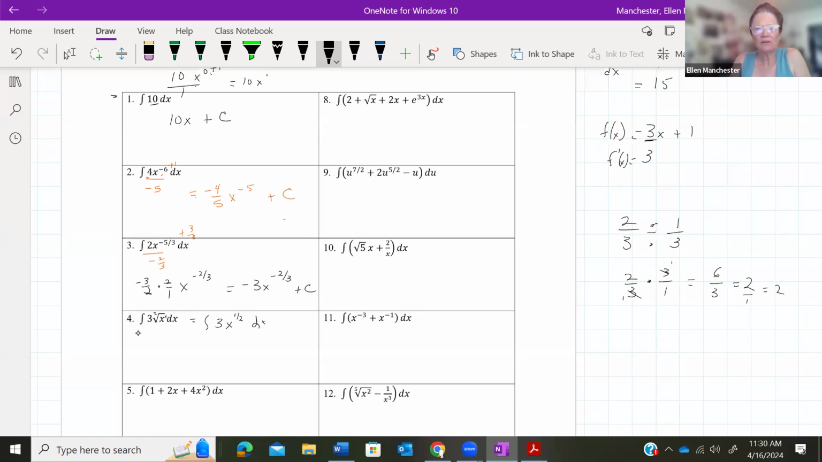Okay, so now I can do my anti-differentiation. So I'm going to add 1 and then divide by my new exponent. So I'm going to flip this over and multiply. So the 3's go away. So I end up with 2x to the 3/2 plus c. So again, anytime you're dividing by a fraction, you got to flip that fraction over, multiply, and simplify it. Okay.